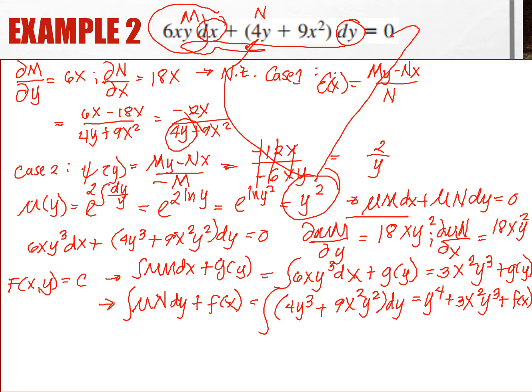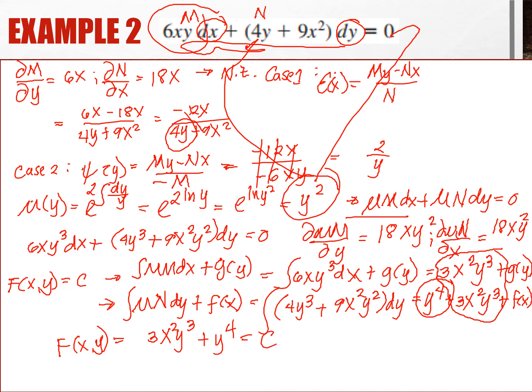So therefore, you have to identify which terms the two integrals have in common. So first, your function f of x, y is just equal to 3x squared y cubed, and the remaining one we have y to the fourth, which is equal to c. Now this is your final general solution. So I hope you learned, and thank you for listening.